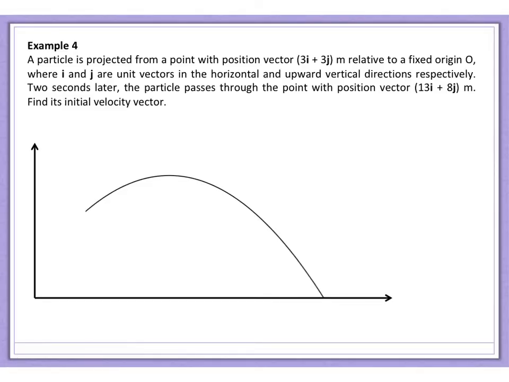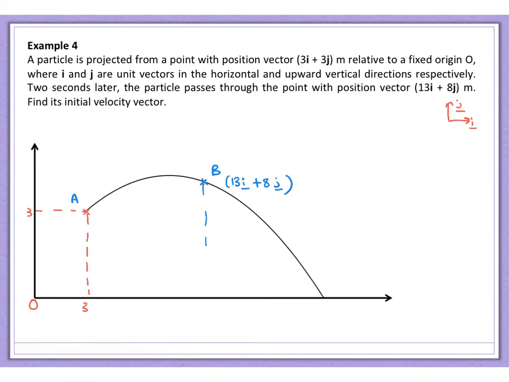Right, example 4, which has been chosen because it includes vectors. A particle is projected from a point with position vector 3i plus 3j. We're going to assume i and j look like this, relative to a fixed origin O. 2 seconds later, the particle passes through the point with position vector 13i plus 8j. So this point here, we'll call it B, this point here we'll call A, and this point has position vector 13i plus 8j relative to the origin.